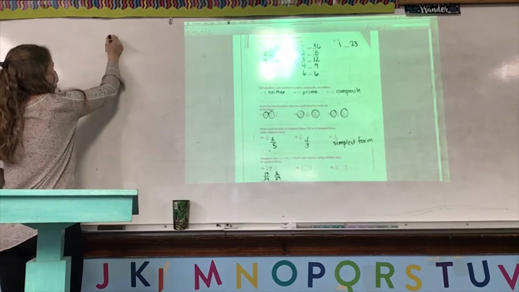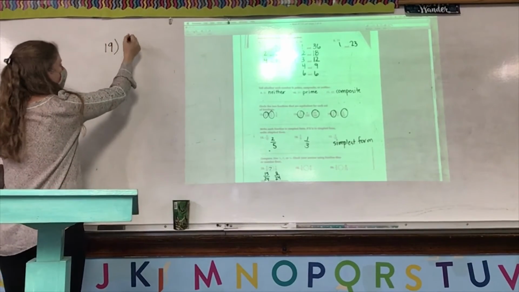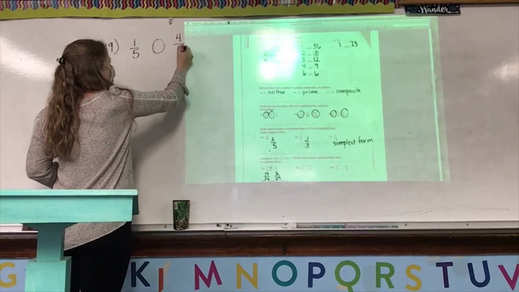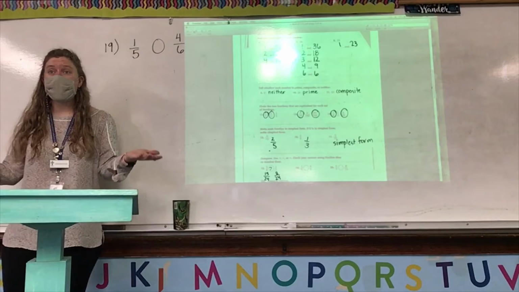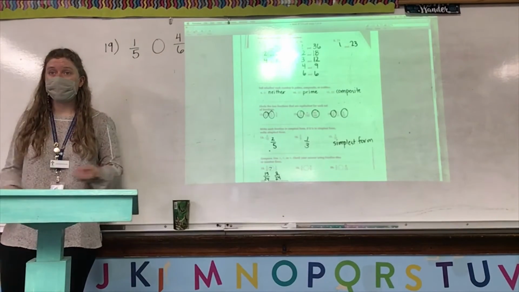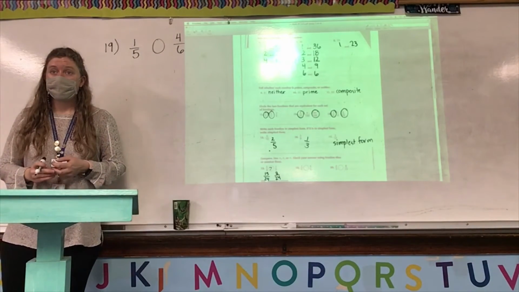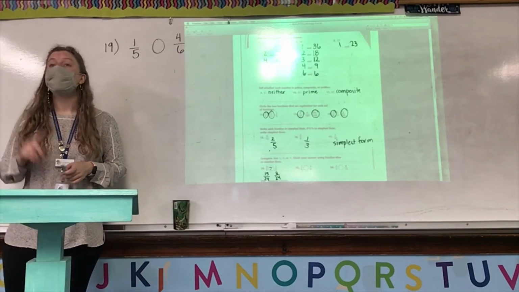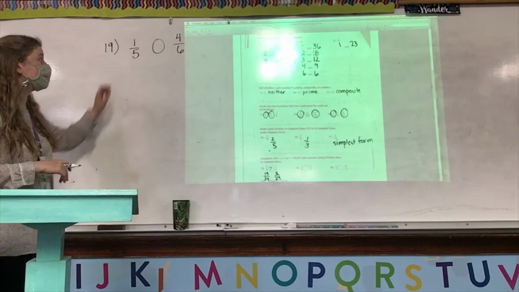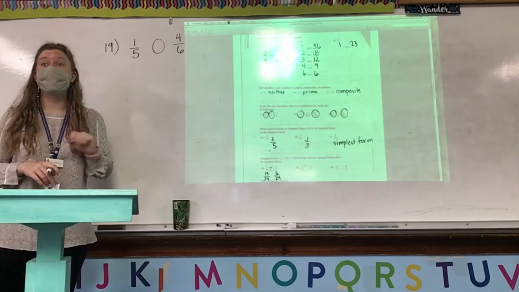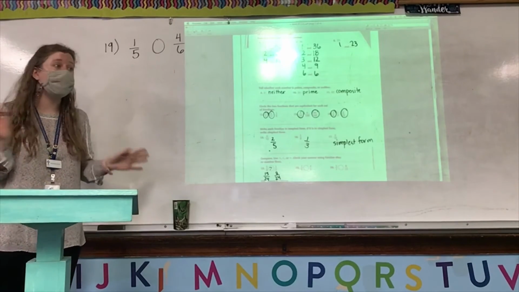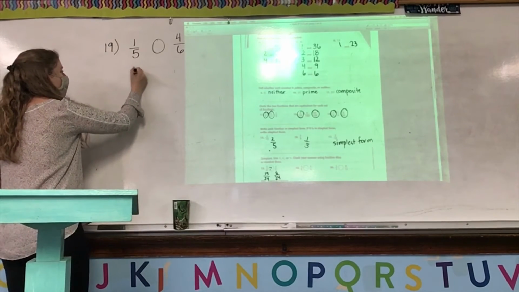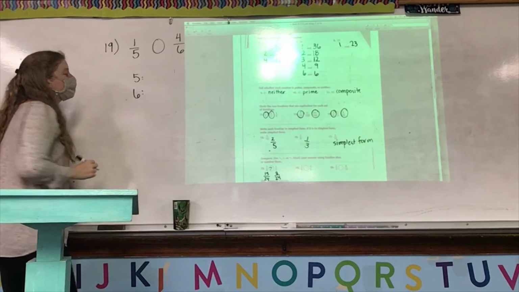So, number 19, we have 1/5 and 4/6. The first step when comparing, no matter what, is to find the least common multiple for the denominators. Not the numerators, not all four, just the denominators. So we have 5 and 6.